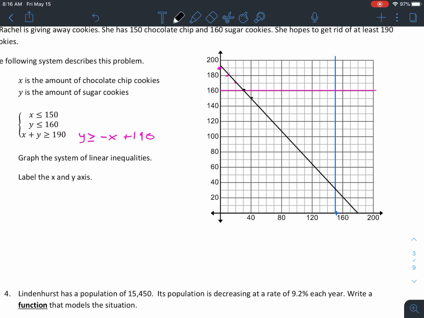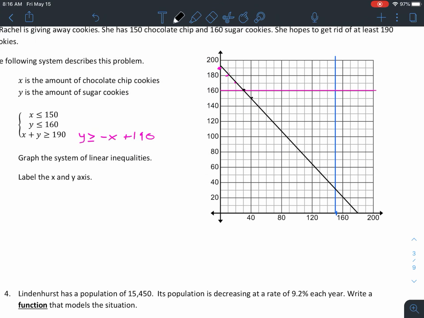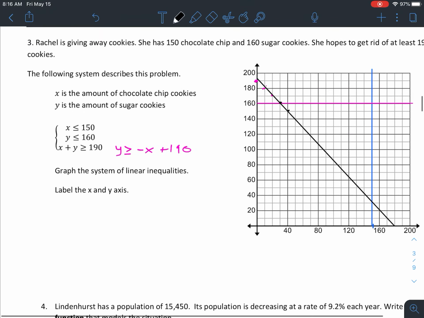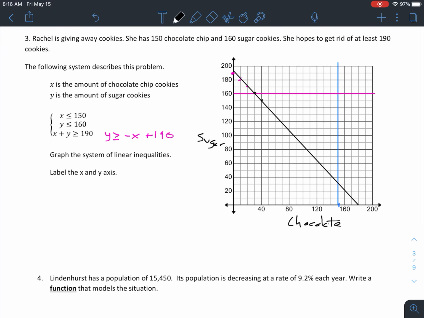So now we graph the systems. So we graph the sugar cookie. So I'm going to write here. And now we label the X and Y axis. So the X down here is our chocolate chip. So I'm just going to put chocolate. And our Y, we said, was our sugar cookies. Okay. That is all we had to do, is just graph those systems. That's what it says here. Graph and label. We graphed and labeled. We didn't have to solve. We didn't have to do anything else. We just graphed and labeled. Okay.